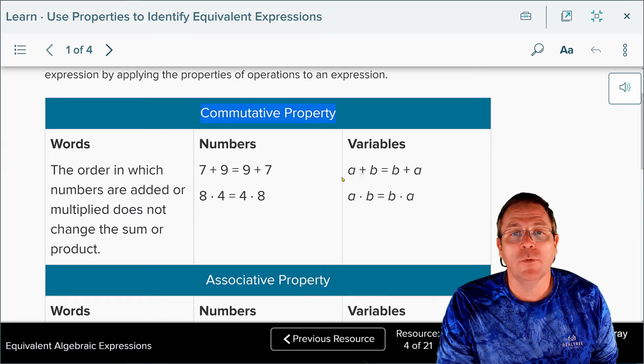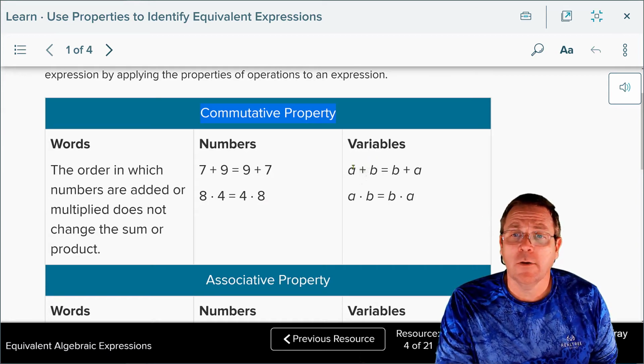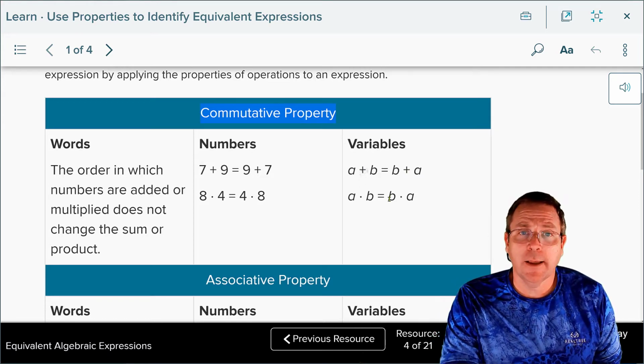That is going to be your commutative property, really important property. 7 plus 9 is the same thing as 9 plus 7. 8 times 4 is the same thing as 4 times 8. Same thing here. A plus B equals B plus A. A times B is equal to B times A.